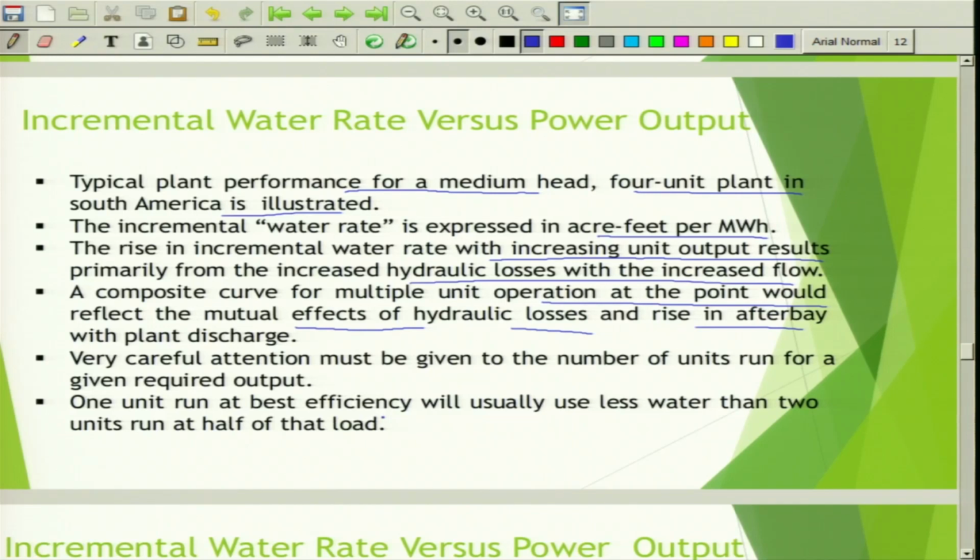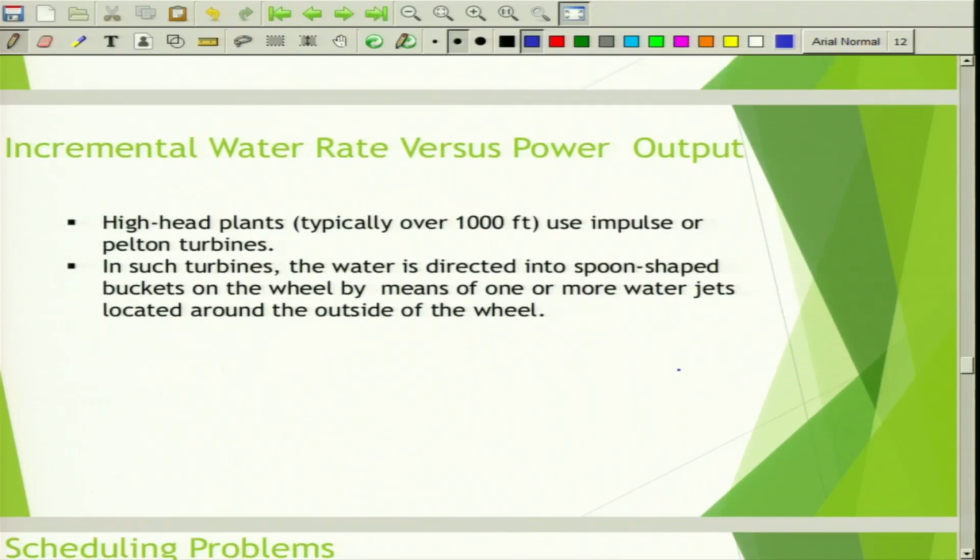Very careful attention must be given to the number of units run for a given required power output, and the objective is to utilize the best efficiency hydropower plant compared to the others. So that is what is mentioned here. So high head plants typically over 1000 feet use impulse or Pelton turbines also. So in such turbines the water is directed into spoon shaped buckets. There will be buckets like this on the wheel by means of one or more water jets. You throw water actually on the buckets and buckets would rotate and you get the generation.